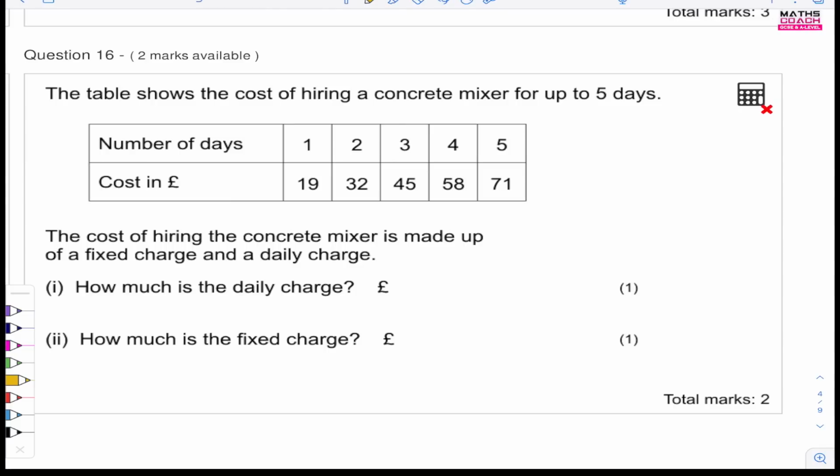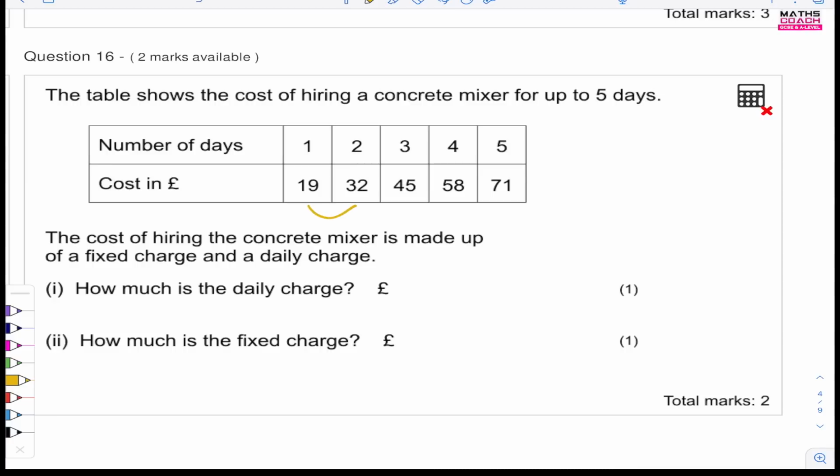Question 16. The table shows the cost of hiring a concrete mixer for up to 5 days. The cost of hiring the concrete mixer is made up of a fixed charge and a daily charge. How much is this daily charge? Now, we can do this algebraically, but there's a simpler way to do this, which is to find out the differences between each one of these. Okay, so if you're going from 1 day to 2 days to 3 days to 4 days, what is the difference? And if you do 32, take away 19, you'll find that you get £13. So £13 is the constant difference between each day. So therefore the daily charge will be £13.